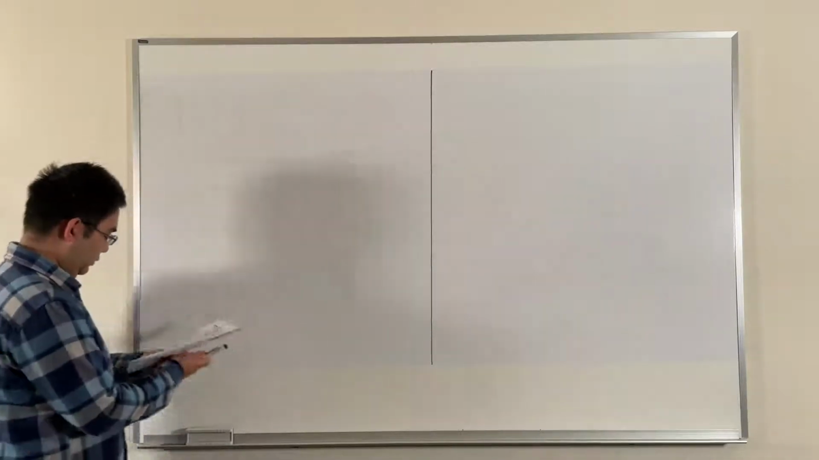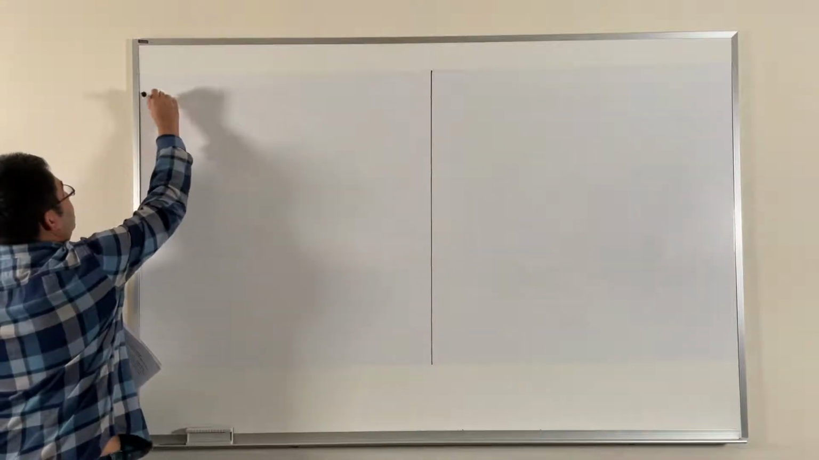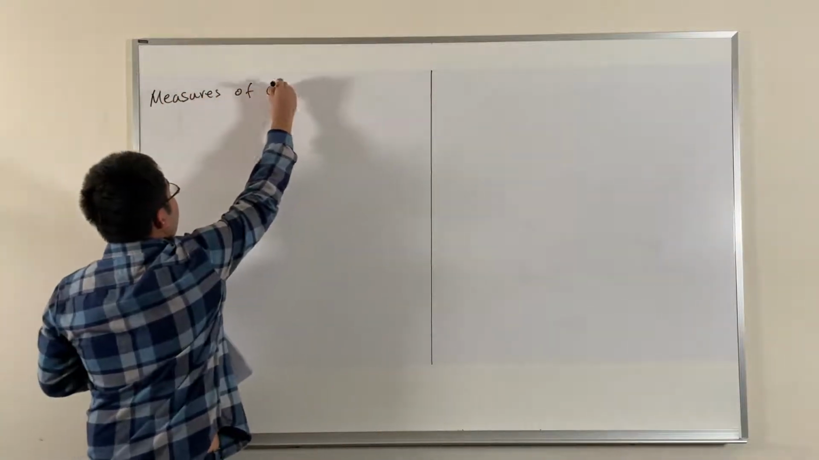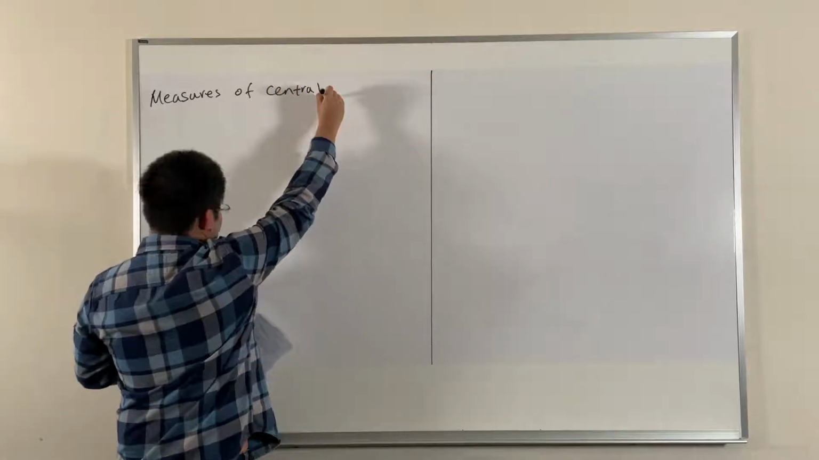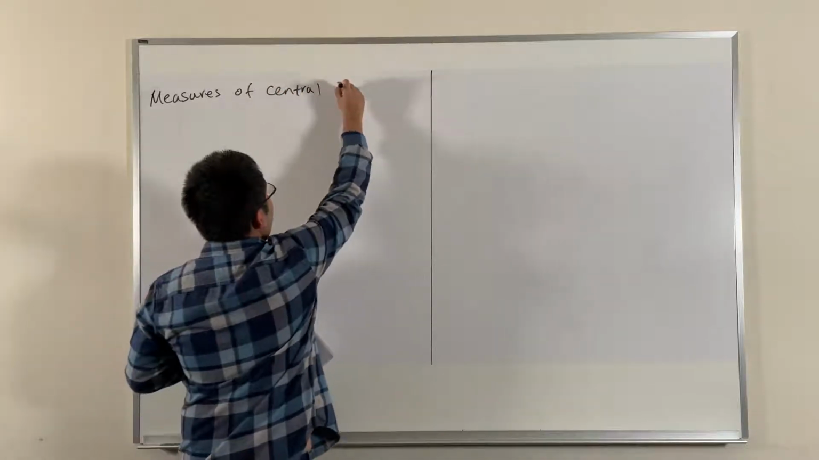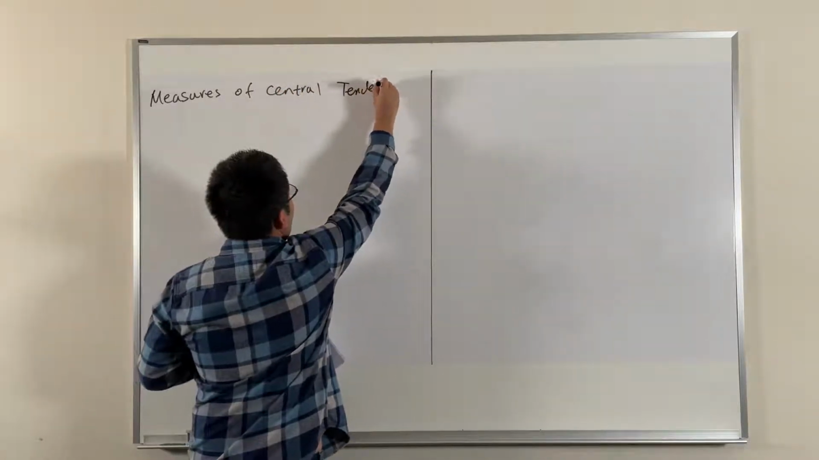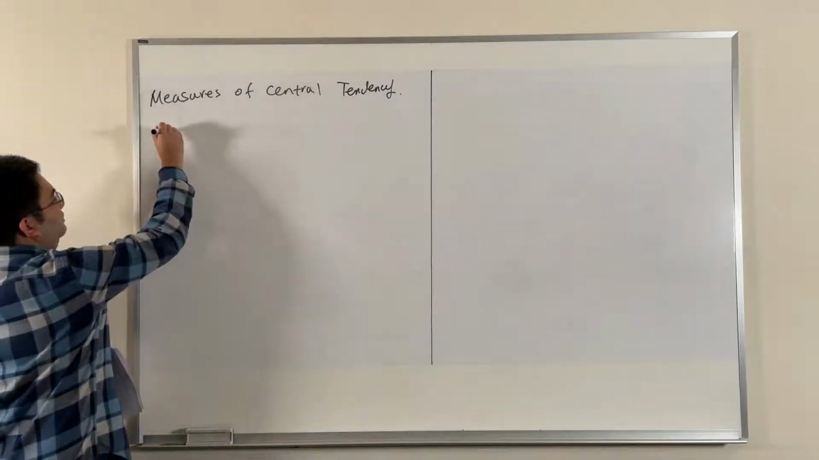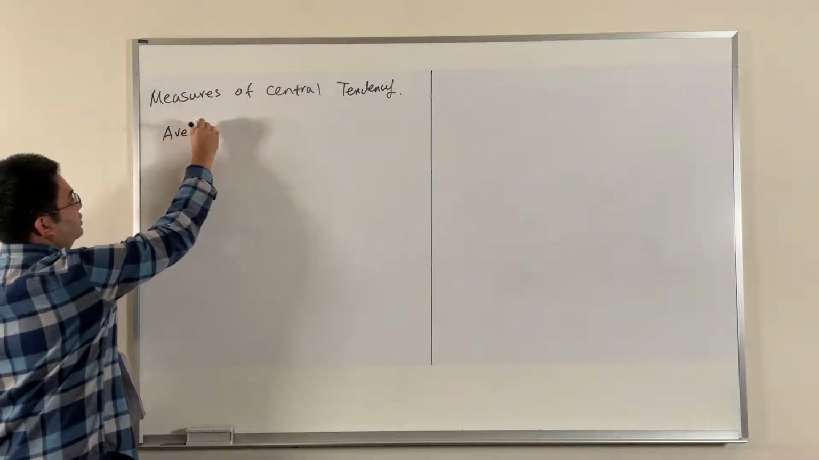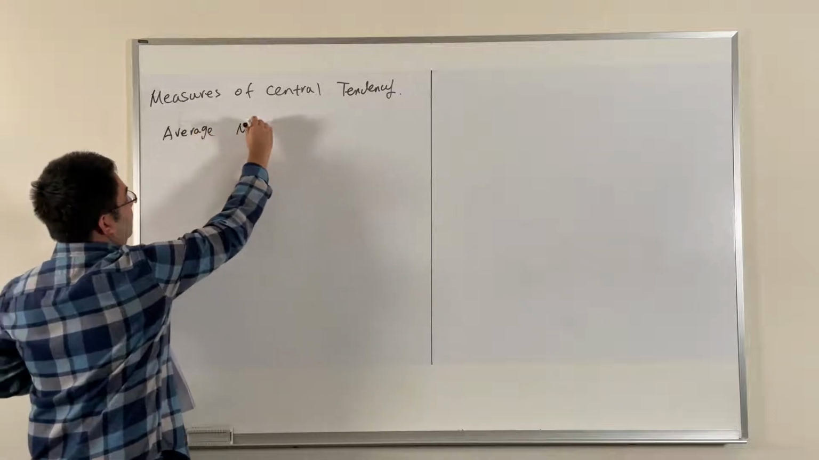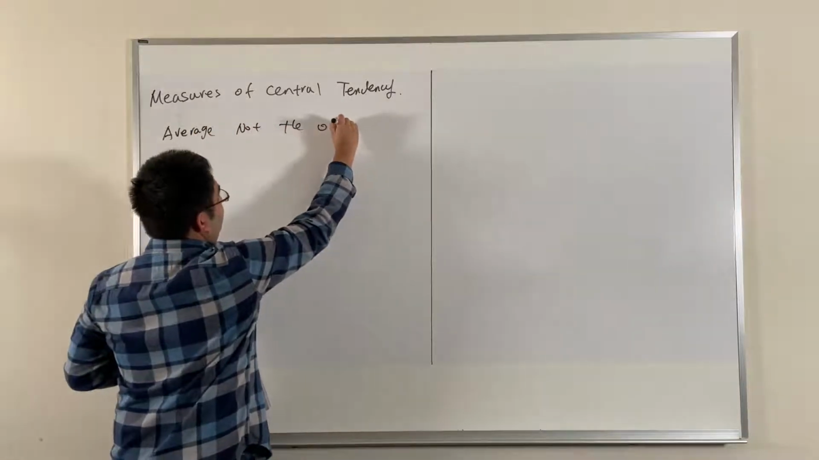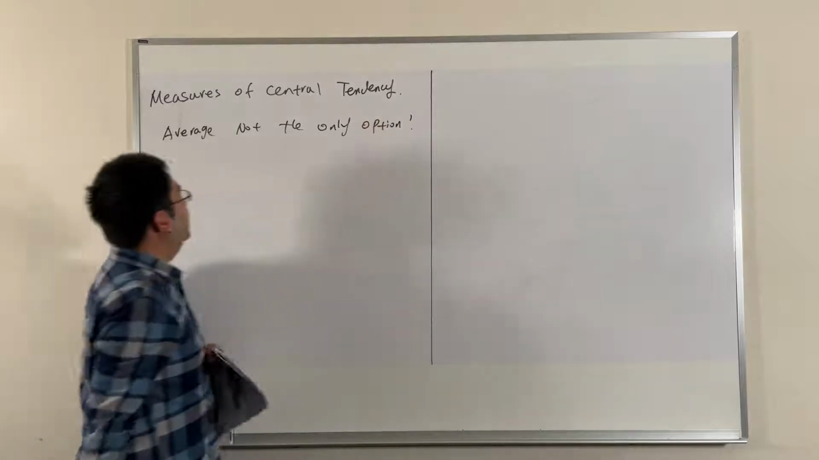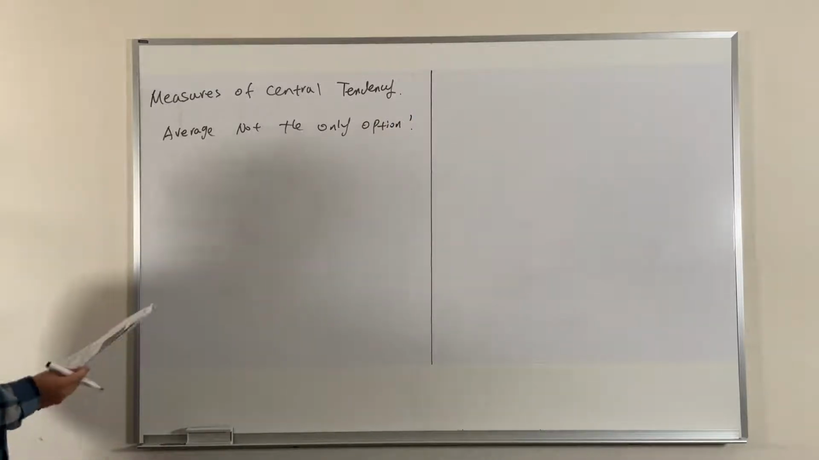Okay, so measures of central tendency. Let's say average, right? Taking the average is not the only option here. It's not the only option that we have.